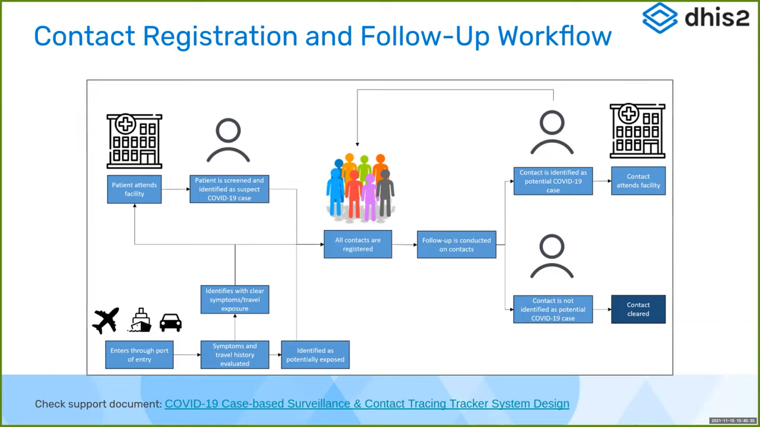So that follow-up has to be done regularly, until that person is cleared as not a COVID-19 suspect. So this contact tracing has to be linked with the suspect case, because first you need to identify the suspect case and then you find the associates of that suspect case. That's what we call the contact registration and the follow-up.